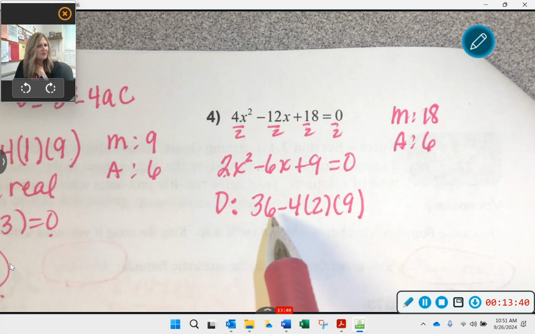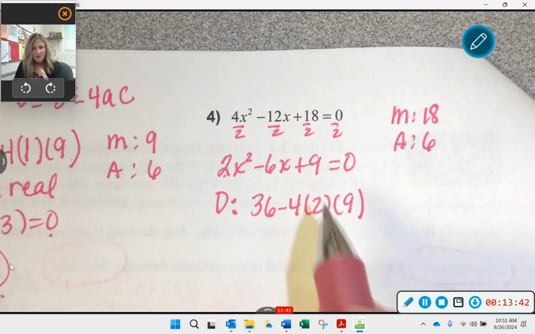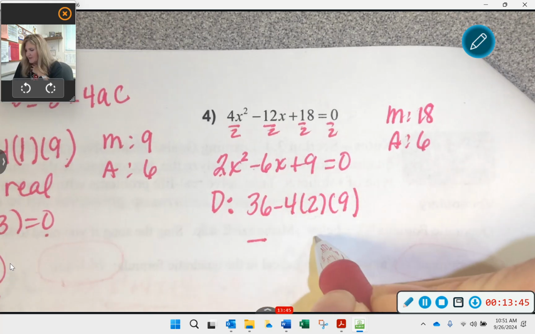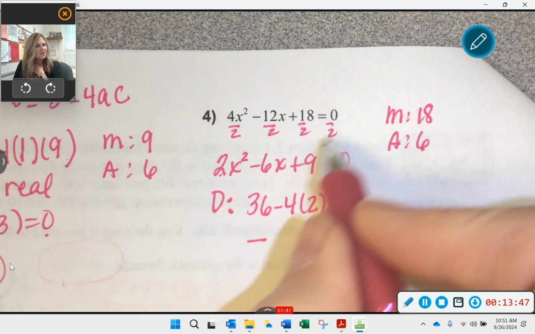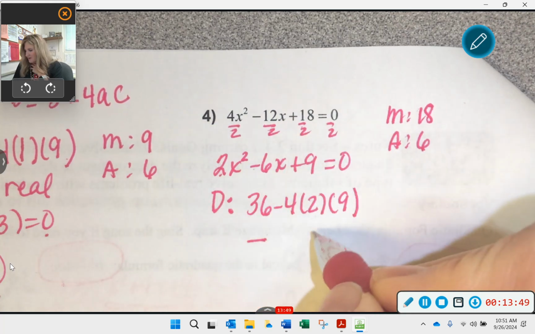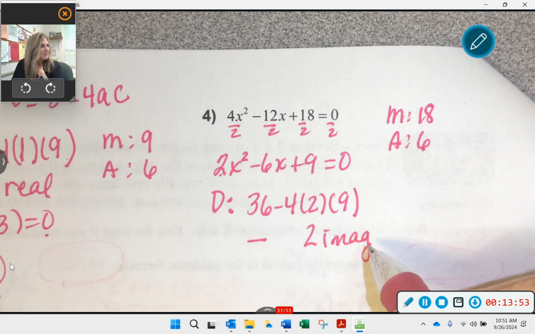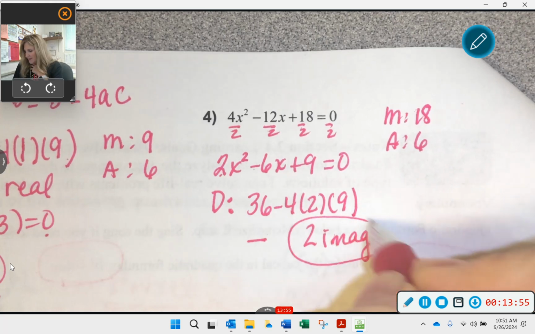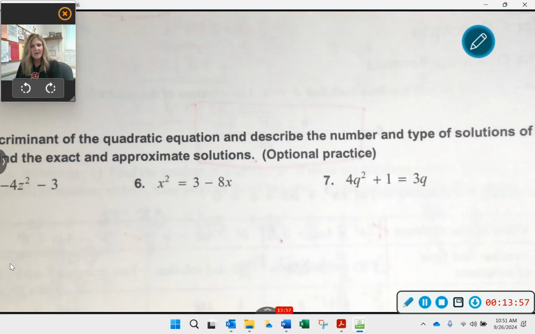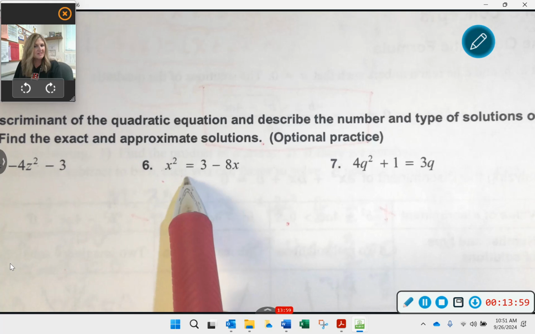72. So if I do 36 minus 72, wouldn't that end up being a negative? And so what types of solutions should this have? Two imaginary. Will it have any x-intercepts? No. All right. The other one I do want to do is down here, number 6.